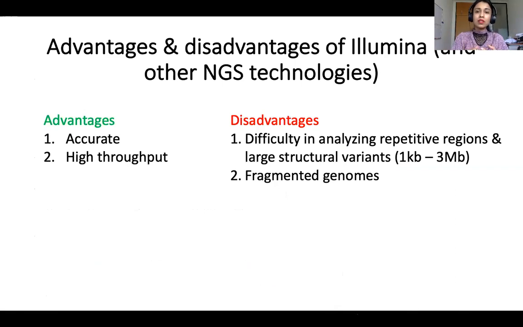So each fragment is actually sequenced maybe 10 times, 100 times, depending on how many fragments are available in the first place, right? So usually you have hundreds of the same fragment being sequenced. The major disadvantage is difficulty in analyzing repetitive regions and large structural variants, right?